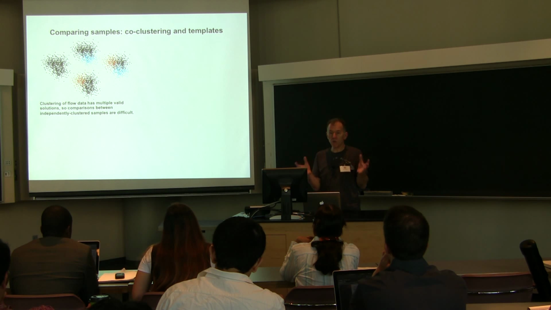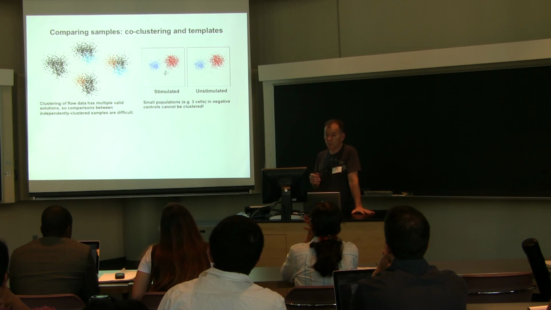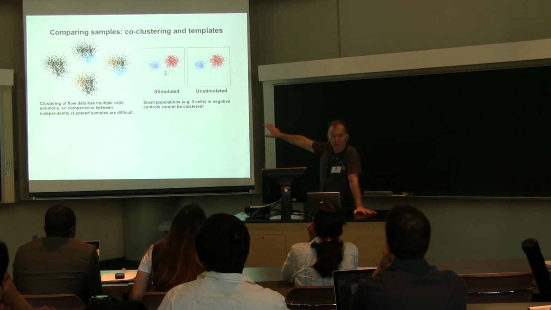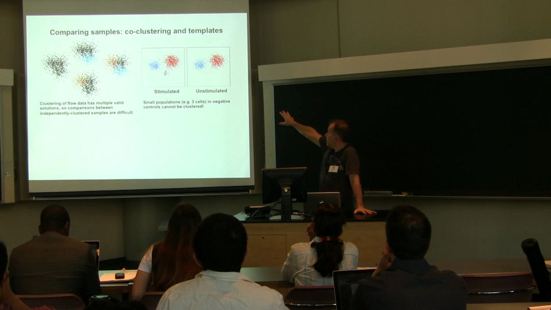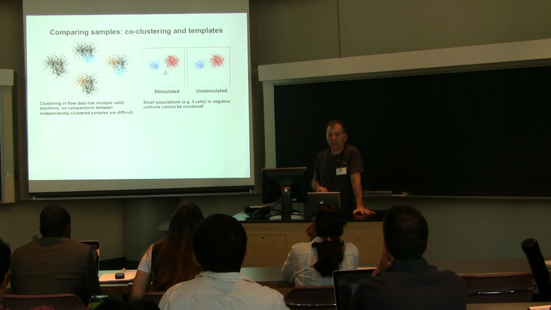So if we have 2 clustering runs and they have different numbers of clusters on even the same sample, then it's very difficult to match up the clusters. And there's another problem that's even worse for comparing samples by independent clustering. On the right I've shown 2 samples, and this is the kind of thing we do a lot of. One is an unstimulated cell population. On the left is a stimulated cell population, and you'll notice there's a small set of black cells, about 50 of them, that have appeared as the result of the stimulation.